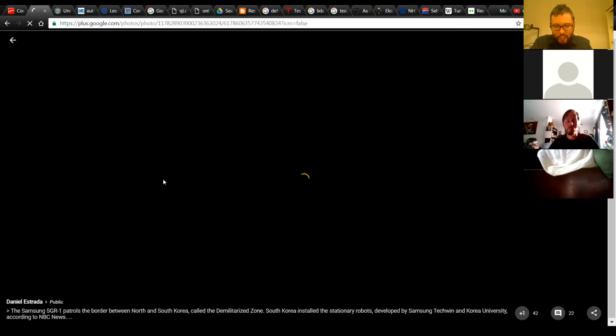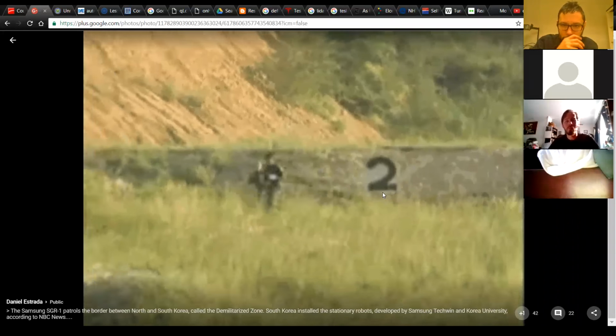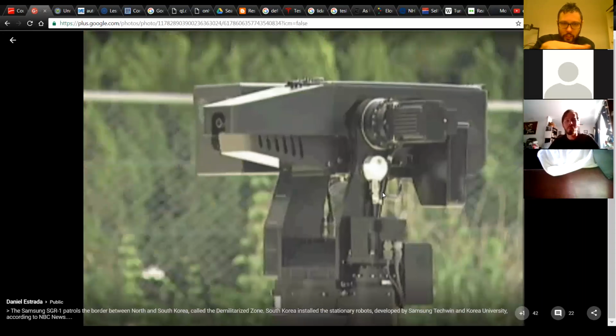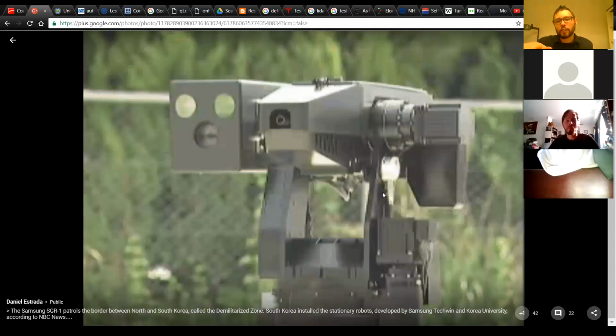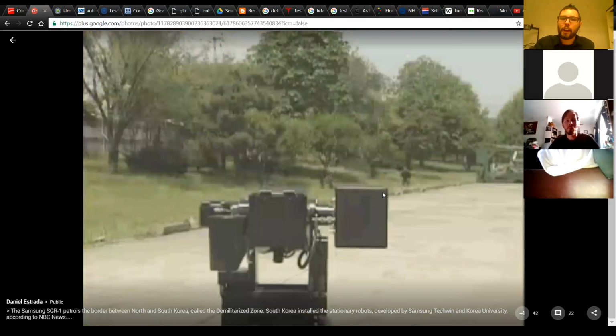South Korea and North Korea are still in an active war. There's an active demilitarized zone across the border. And a few years ago, here we go. So these are automated turrets. These turrets have a little camera on them where they can scan around, find moving targets, lock onto that target and track those targets, and then fire.